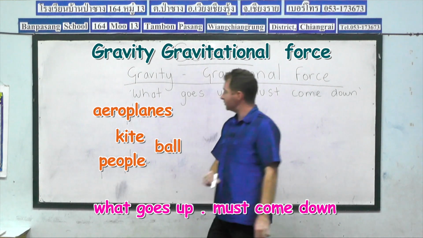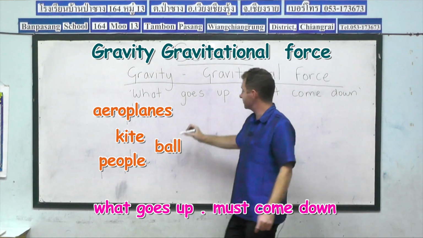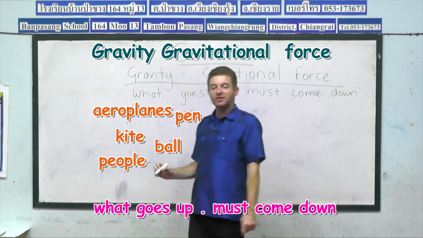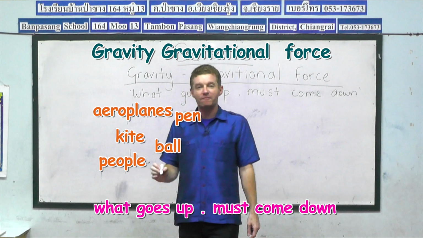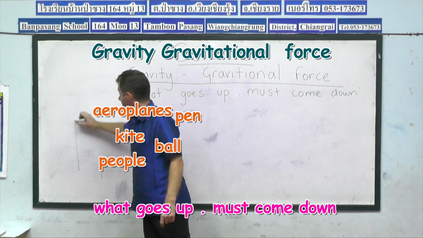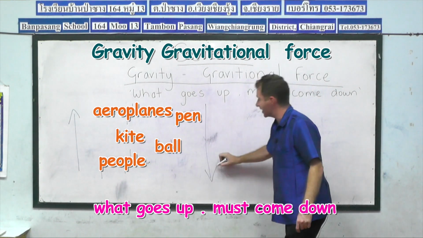Anybody think of any other examples? A pen. Yes, as I've demonstrated before, a pen. There are millions of different things that we can think about. Literally everything is controlled by gravity. So all of these things here, they will go up and then they will come down.